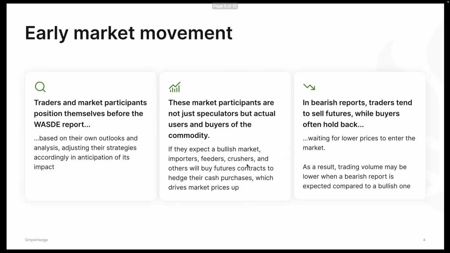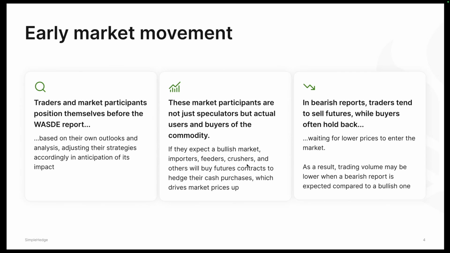The other one is early market movement. Traders and all market participants will be positioning themselves before the WASDE, and they'll be using positions based off what their own internal analysis is saying against what the last WASDE was and against what the market is saying. So it'll be their own outlooks and analysis, and they'll be adjusting their strategies accordingly in anticipation of what they think the WASDE will report and how the market is going to interpret that.